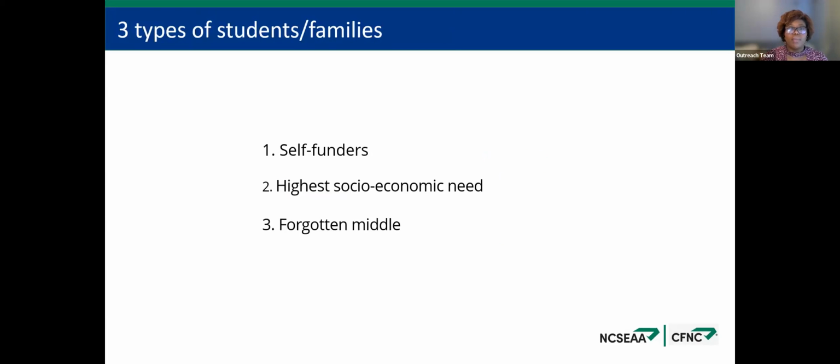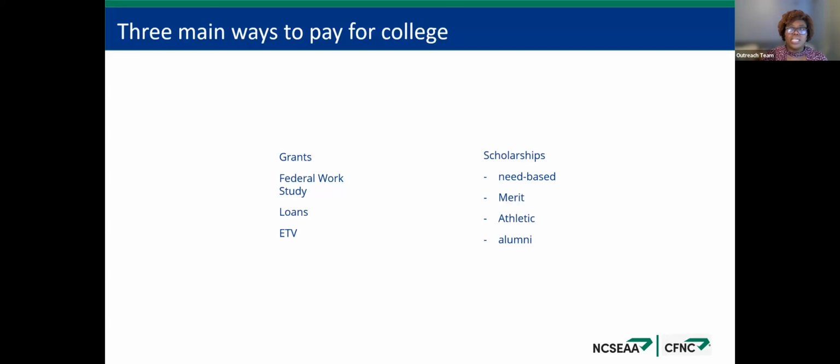So there are three main ways to pay for college. And boy, I tell you, technology really is showing itself today, because that is not what the slide looks like, but we're going to go with it anyway.